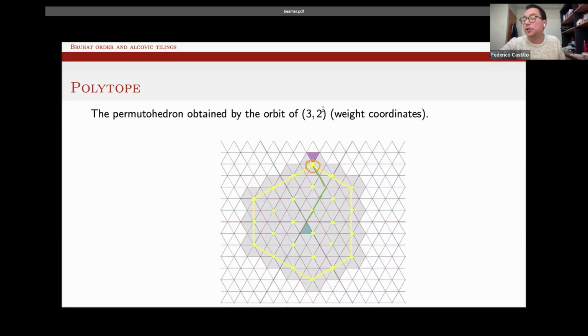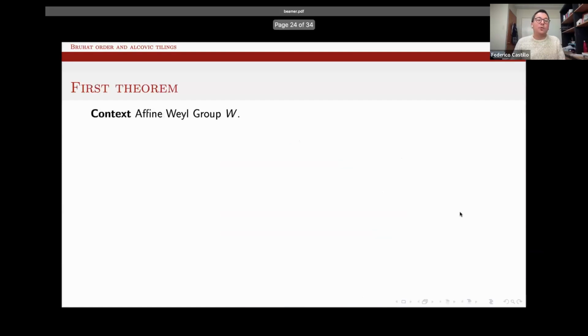I can give coordinates in the so-called weight lattice. So I can say the coordinate of this guy is 1, 2, 3, and 1, 2. Somehow I can say that this is the point 3, 2 that corresponds to 3, 2 in some basis. And that point is the one that I'm taking the convex hull of its orbit. Okay, so this is what we make precise.